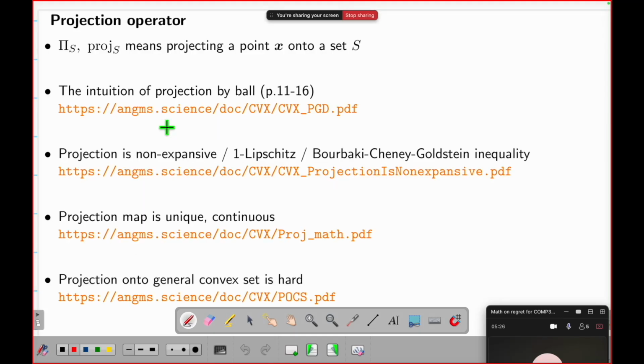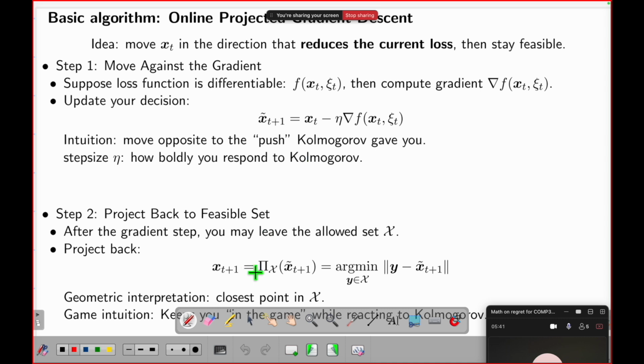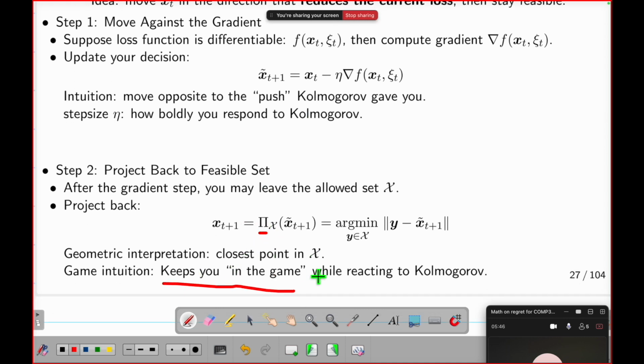So it's about the projection. Why do I need to talk about this? Because in the game part, we have this thing. What does this mean? It means we have to keep ourselves in the game. If, for some reason, this step pushes us outside the game, that means we break the rule.